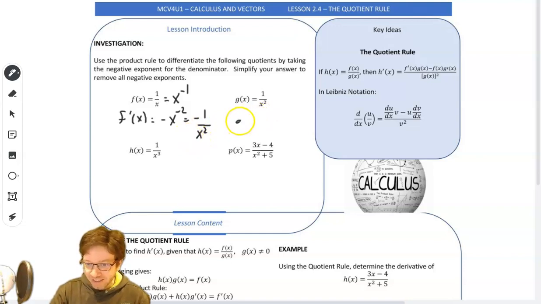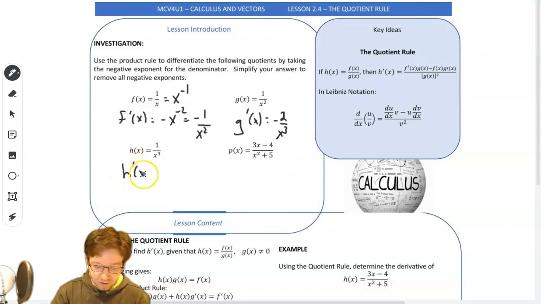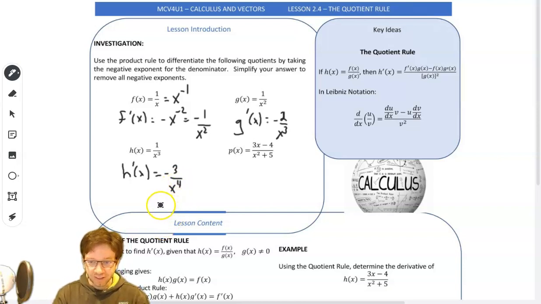Okay, and you can extend this idea to this one. This one would be -1 over x cubed, oh sorry, -2 over x cubed. And this one would be -3 over x to the 4. So you can sort of start to see a little pattern there. And let's do one that's a little bit more complicated.